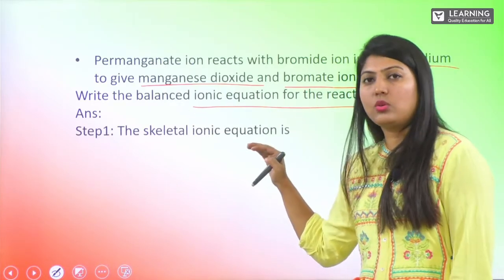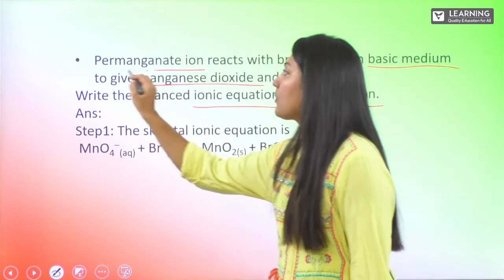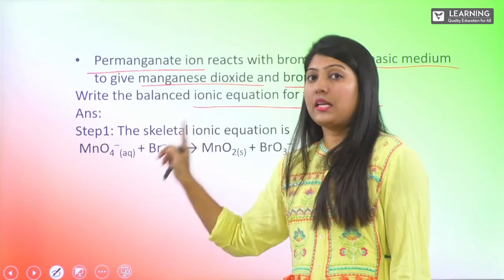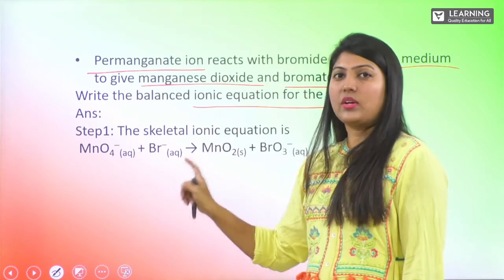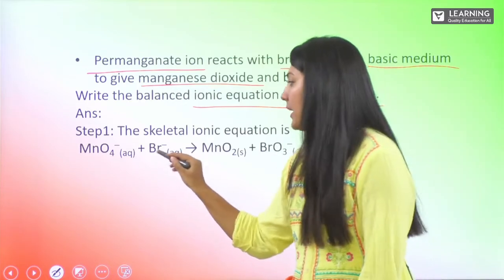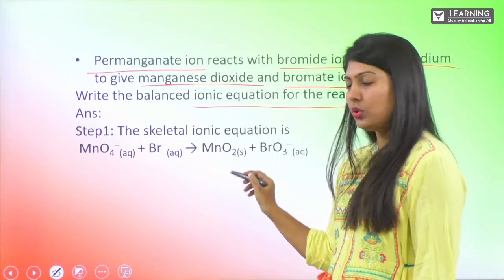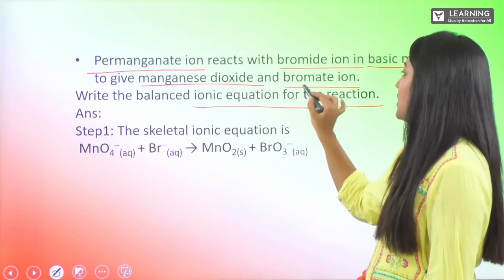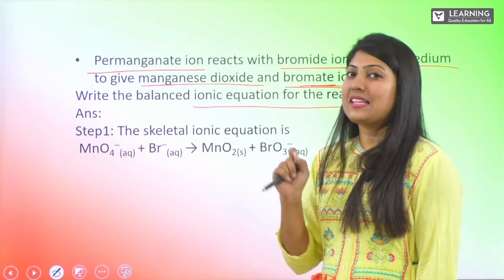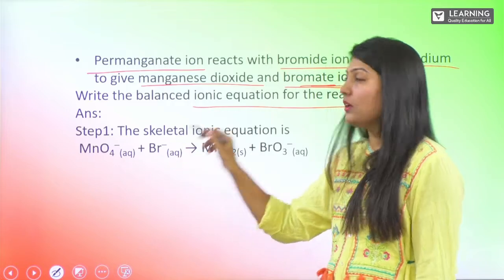So for that we need to know the skeletal ionic equation. Permanganate ion is MnO4 minus. You need to know the chemical formula for the substances that are given. And bromide ion. Bromide means Br minus. And that gives you manganese dioxide, MnO2, plus bromate. See students, how I said it for the sulfide, sulfate. Similarly, bromide means only Br minus 1.